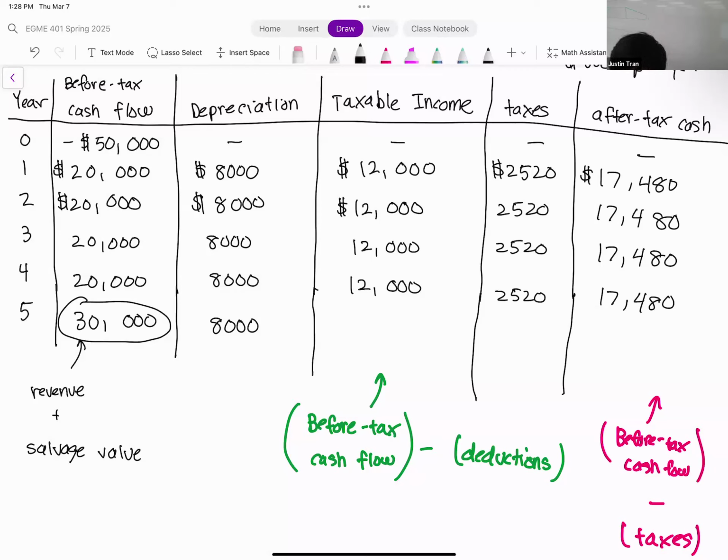All right, so during that year, the truck lost $8,000 of value, just like all the other years. And so our taxable income in that case is $20,000. That means the amount of taxes we pay that last year is going to increase as well. And so the amount of taxes we're going to pay is $4,620.